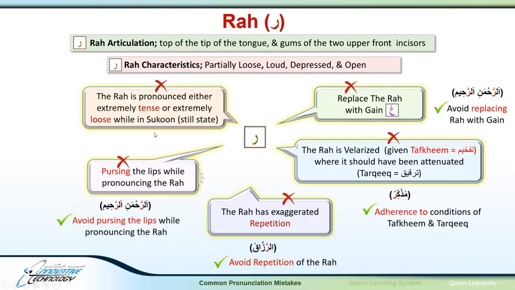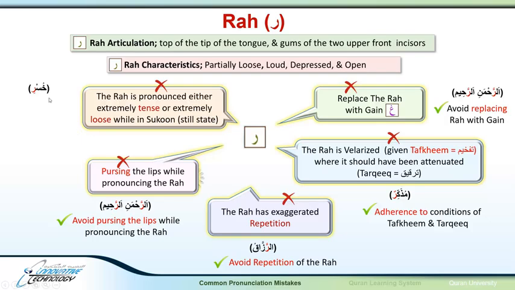Another mistake is pronouncing the ra either extremely tense or extremely loose while in sukun state. Let's take the word khusr as an example. Khusr is the right way of pronouncing this. But if we make it so tense and short, it will sound as if there is a hamza or there is no ra. This is wrong. So extremely tense is wrong and extremely loose is wrong. The right way of pronouncing it is khusr.